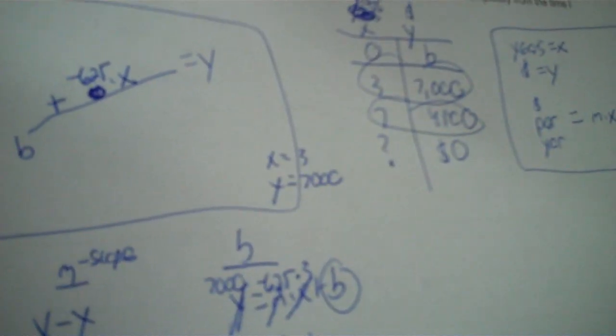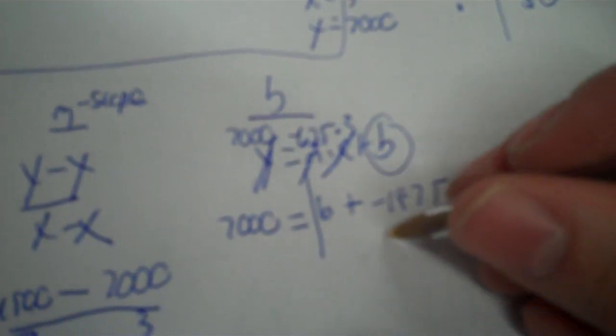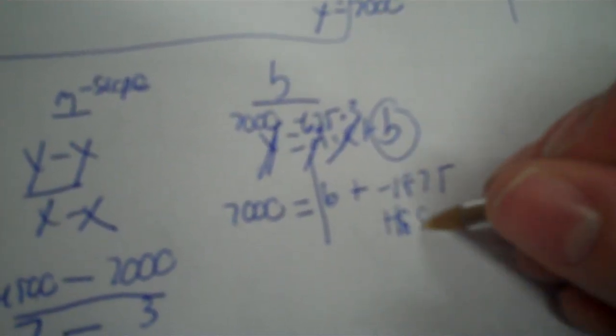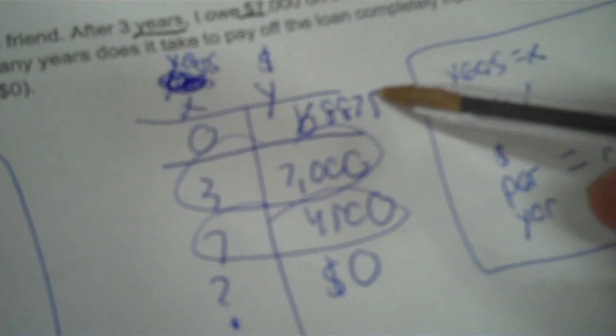So y equals 7,000, B plus, then I take negative 625 times 3. I get negative $1,875. Now keep it together here. We're doing it right. Add 18,075. That's going to be 8,875. So that's how much you borrowed to begin with. And you can put 8875 on the table. So that's probably pretty close to being right. It makes sense when I look at the table.